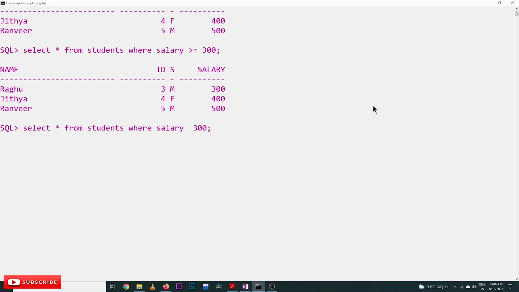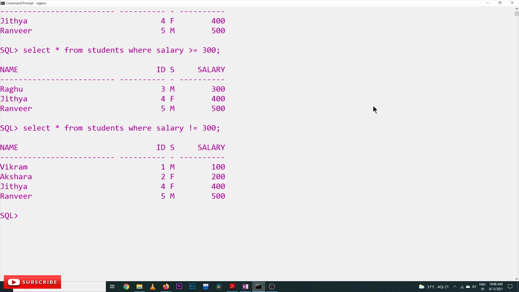We will go for not equal to. So not equal to 300. The rows whose salary value is not equal to 300 were selected, which is 100, 200, 400 and 500. As we have used star in our query, all the columns will get printed. If you want to choose a specific column, then those columns can be presented here.